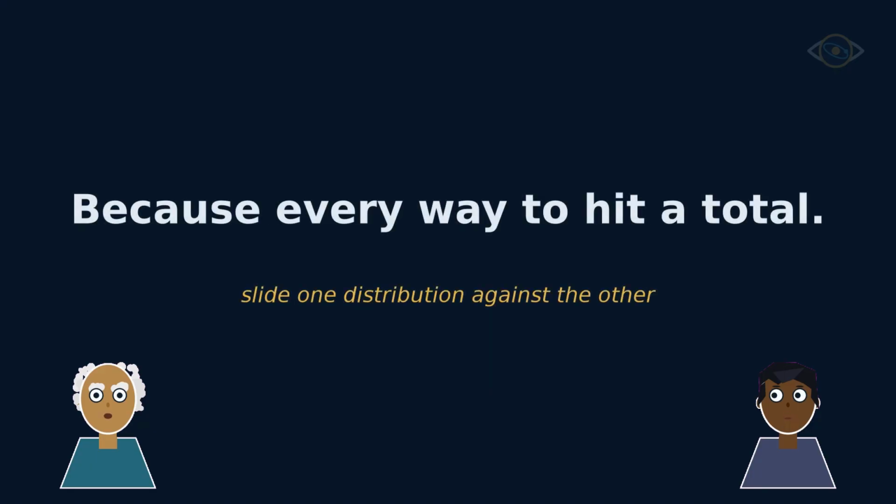Because to land on a given total, you sum the chances of every pair that adds to it. Low plus high, high plus low, and everything between. That weighted sum over all pairings is exactly a convolution. So sliding one distribution across the other tallies all the ways to reach each sum. The overlap picture and the probability picture are the same picture.